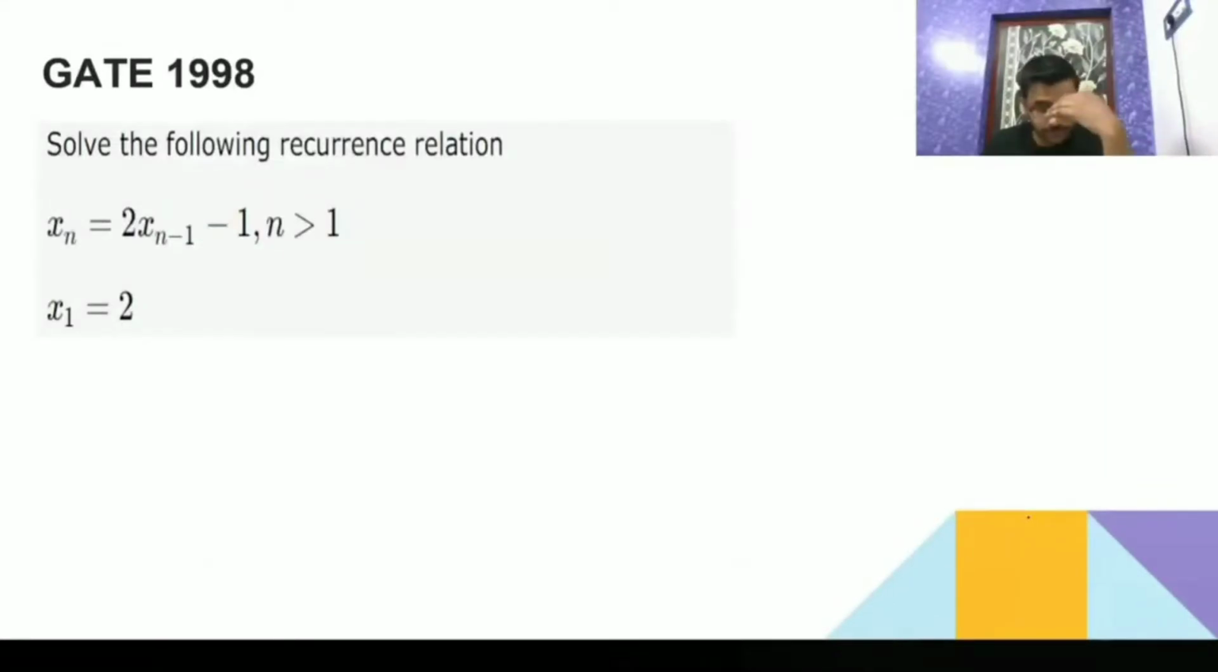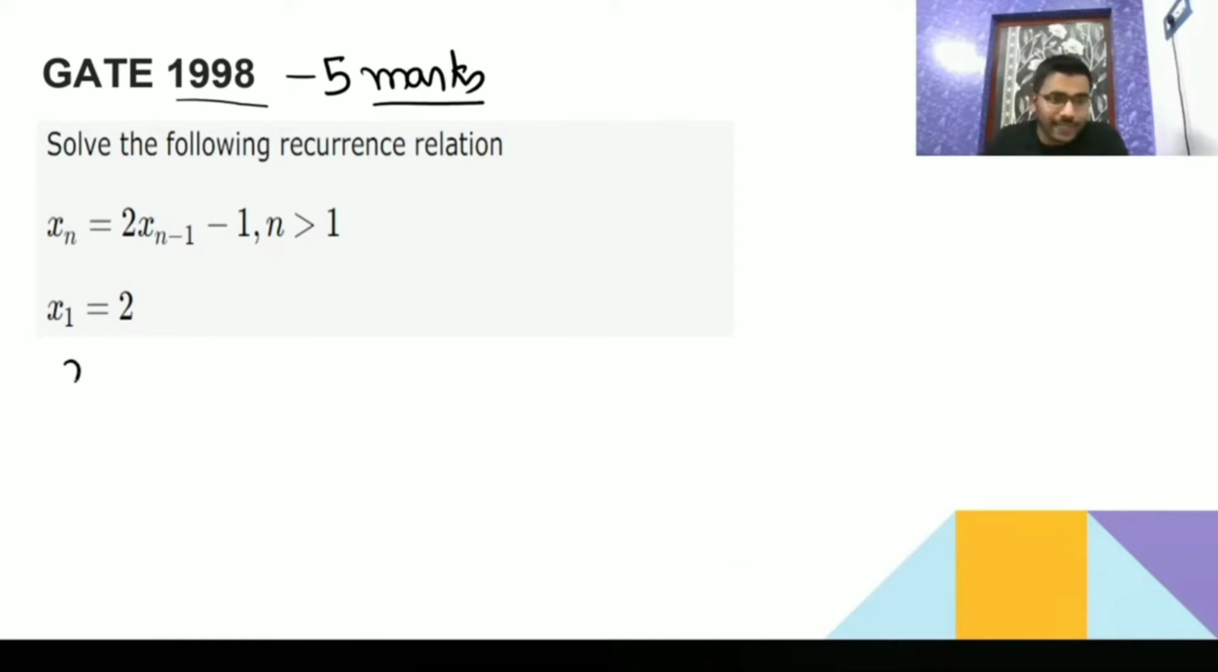Now try this. This is asked in your GATE 1998. See, recurrence previous year questions are difficult. It is not as easy as it looks. It is difficult. See, now we'll start.